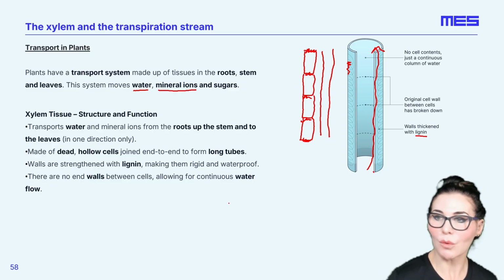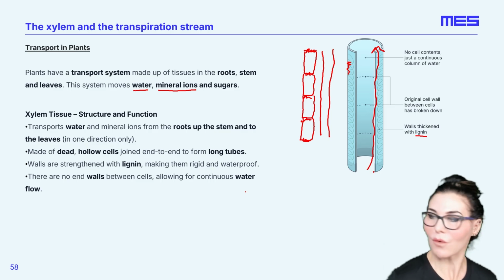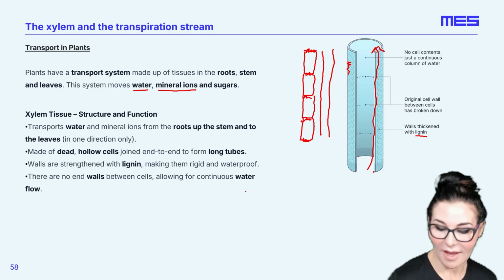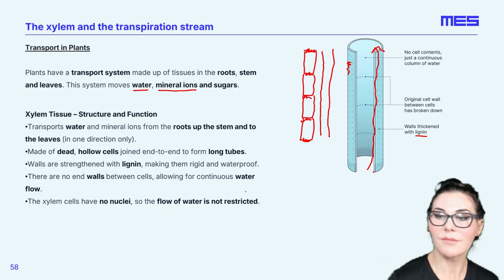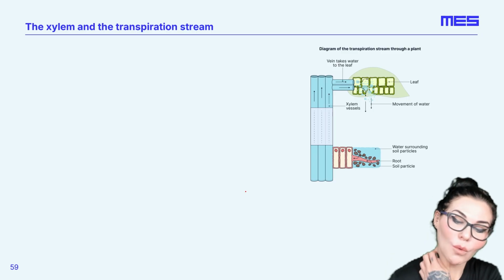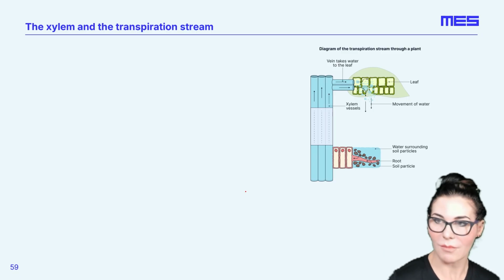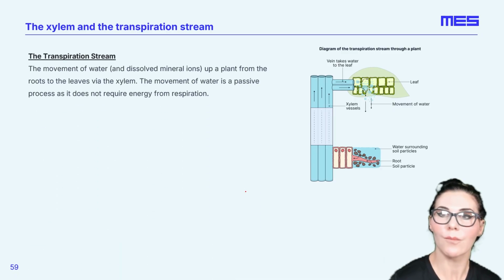So there are no end walls, there are no contents in the xylem, which means there's nothing in the way for water to flow. It's not impeded by anything. There are no organelles in there either. Remember, they've all fallen away. All the contents of the xylem have fallen away. Nothing is restricting water's flow. So in terms of water moving upwards, we describe the whole water movement up the xylem as the transpiration stream. We'll take a closer look at that now.